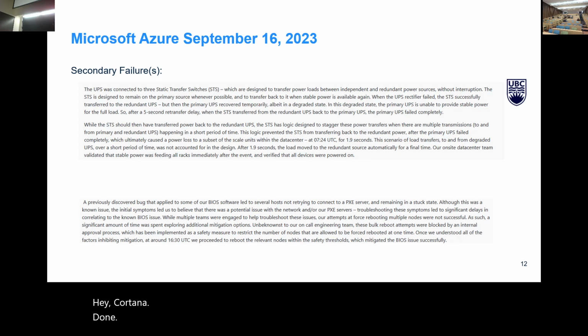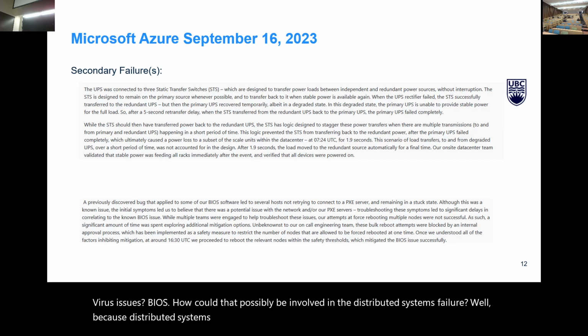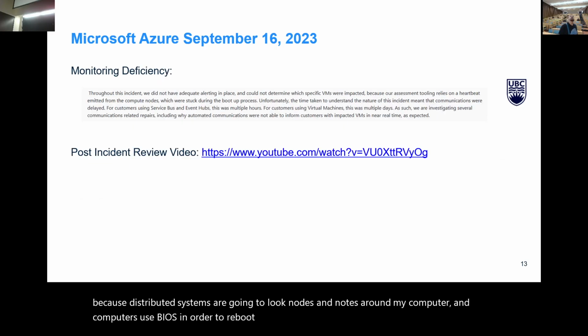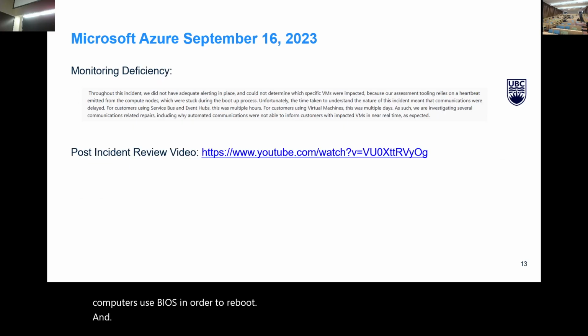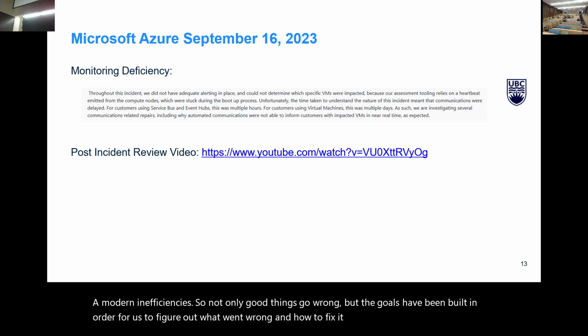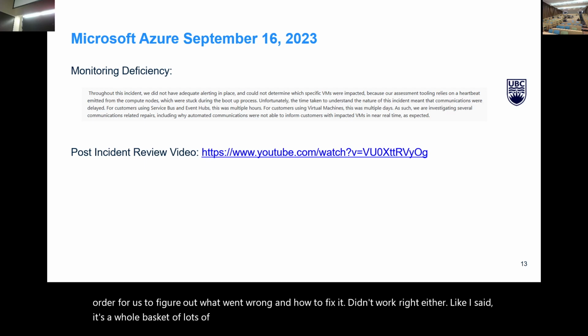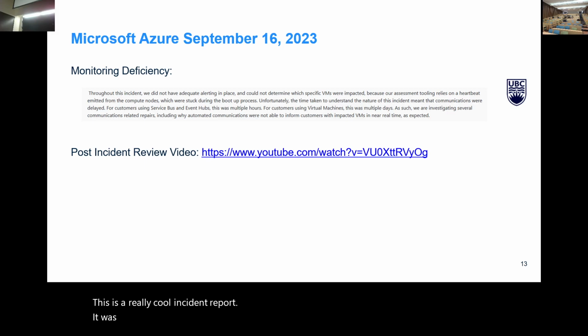BIOS issues? BIOS? How could that possibly be involved in a distributed systems failure? Well, because distributed systems are made up of nodes, and nodes are running on computers, and computers use BIOS in order to reboot. And then a monitoring deficiency. So not only did things go wrong, but the tools that we build in order for us to figure out what went wrong and how to fix it didn't work right either. Like I said, it's a whole basket of lots of different things that went wrong. So as an incident report, this is a really cool incident report. Lots of things came unglued.